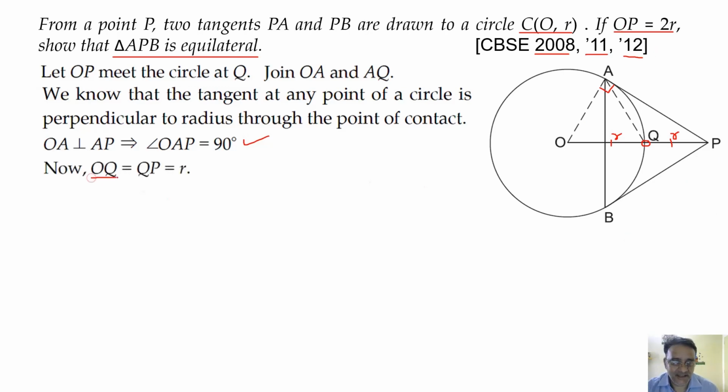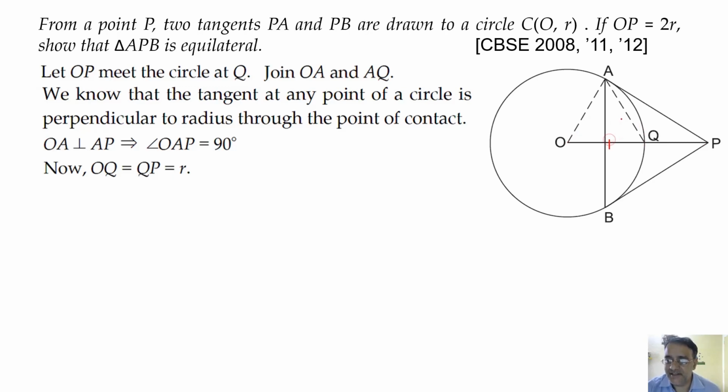OQ is the radius, and OP is given as 2R, so QP is also equal to R. That means Q is the midpoint of OP. And we have one property: the midpoint of the hypotenuse is equidistant from the points O, A and P, right?